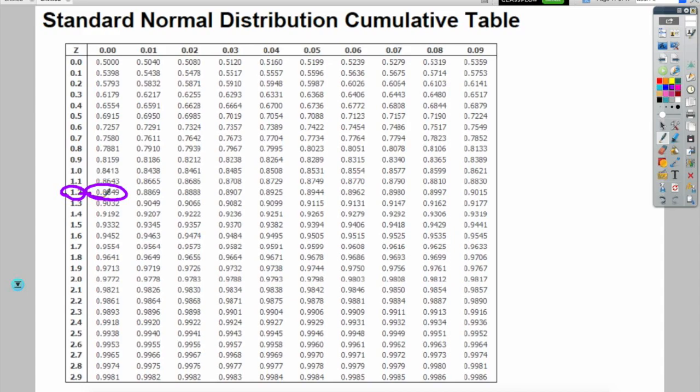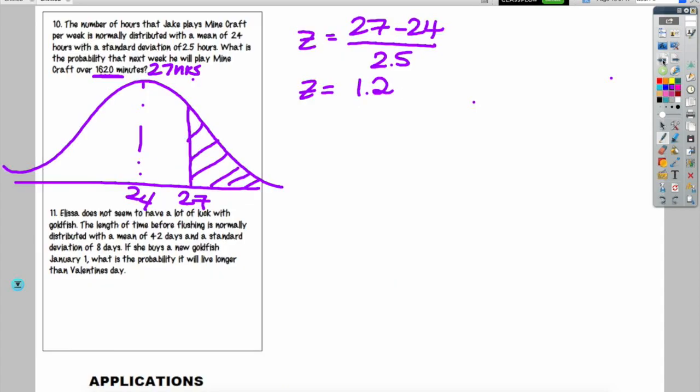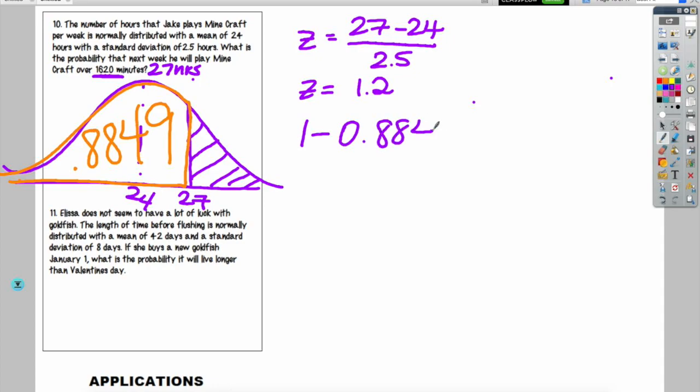Now is that more than 50% or less than 50%? More. So basically that 0.8849, was it 49? Yes. Okay, so that 0.8849 represents this part right here. Again, you know this because 27 is more than the mean, so the probability is more than 50%. So that probability is representing what is highlighted in orange. How do you figure out what we actually want to find? So then we'll find our probability, which is what? 0.1151.